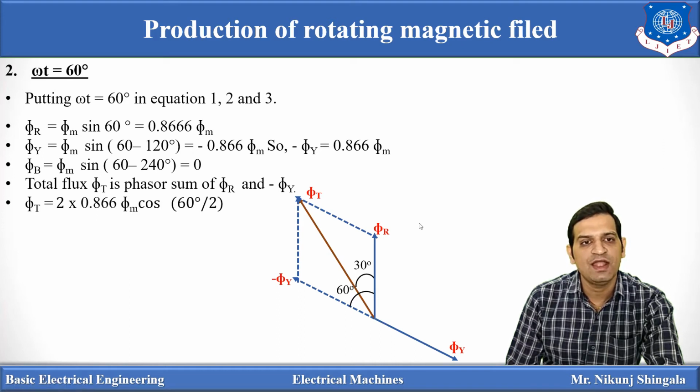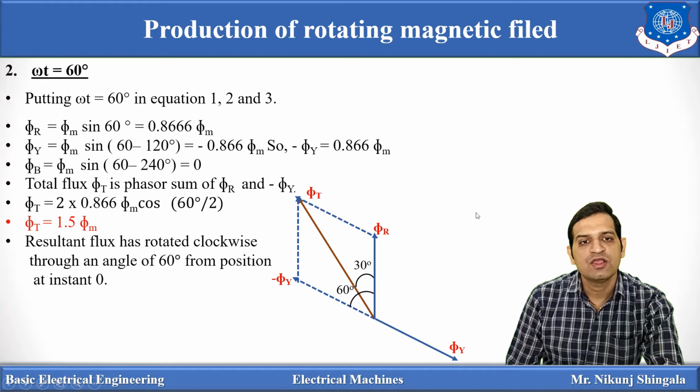So resultant flux phi t is equal to 2 into 0.866 phi m cos 60 by 2, and the same value we are getting over here. So resultant flux phi t is equal to 1.5 phi m. So again we are getting resultant flux having the same magnitude as in the case of omega t equal to 0, but here the resultant flux has shifted 60 degrees as compared to the previous case. So the resultant flux has rotated clockwise through an angle of 60 degrees from its position at the 0 instant.